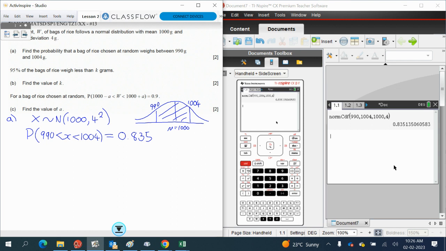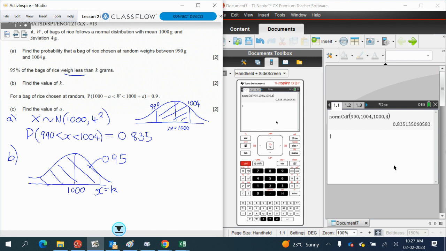So the second question, B. 95% of the bags of rice weigh less than K. Find the value of K. So sketch the problem. We have 1,000 here. So 95% is going to be all the way up there. So we're calculating this area. Take care with the small words. So 95% weigh less than K, so the tail is a left tail, and then x equal to k is here, and the area here is 0.95.